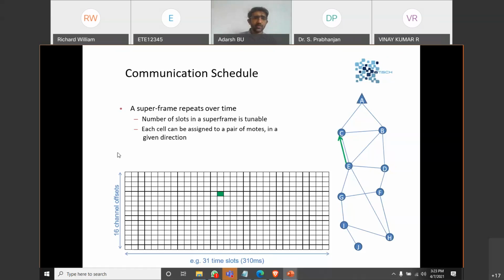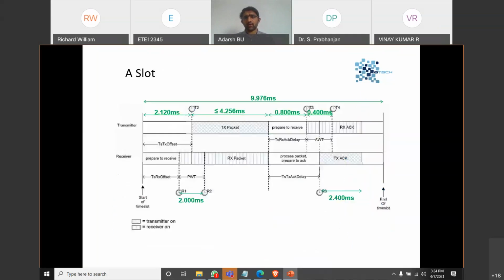These 16 channel offsets correspond to channel numbers 11 to 26, in the 2.4 gigahertz band. The superframe duration is 310 milliseconds. In that duration, the frequency chosen to transmit from device E to C is pointed out here. For example, it may come out as channel number 16. The packet goes out on that specific channel, that information is broadcast to all the devices, and they switch to the new channel number and receive the packet.